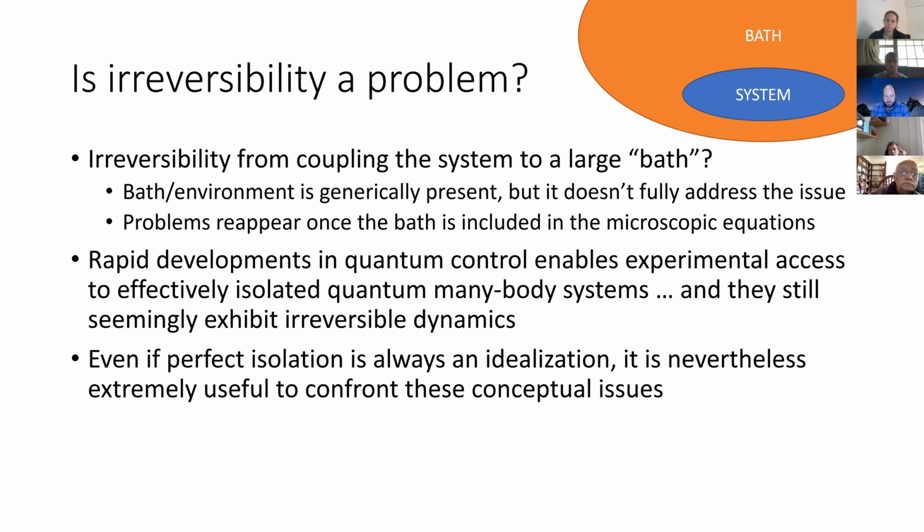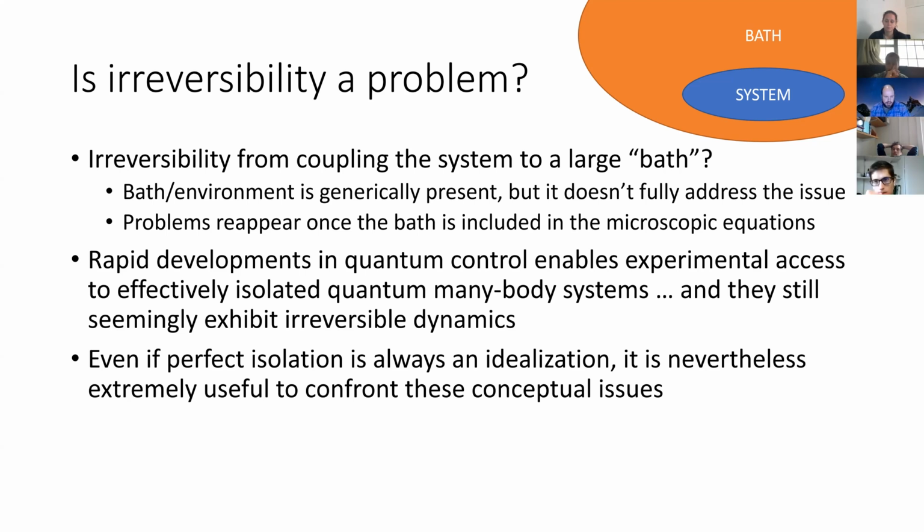For example, if you re-include the bath in your microscopic description, then you have the same issue again in principle. And even if the bath remains out of equilibrium for any accessible time scale, you can still ask the question of how subsystems of this big system-bath composite, namely the system itself, look like they are approaching equilibrium. That's not a completely trivial question to answer or to give an explanation for.